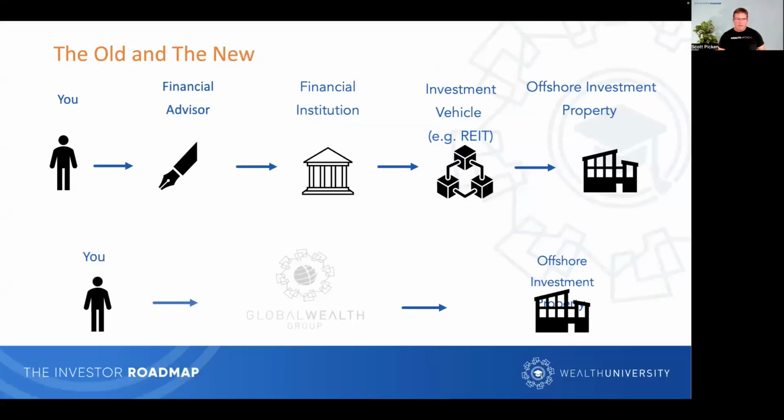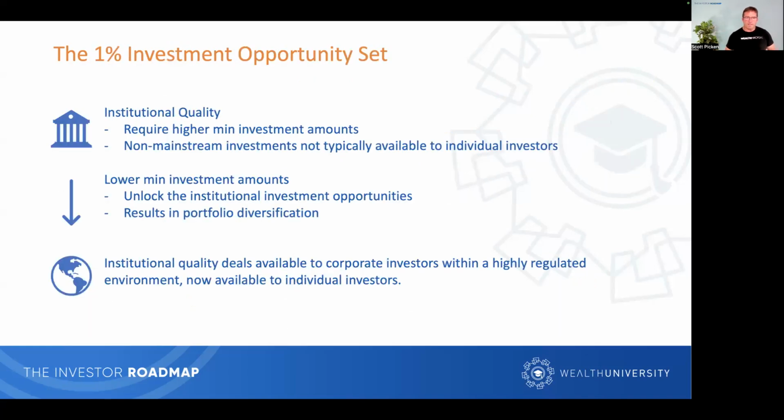So how does it work? Well, the old way was that you would go to a financial advisor, who would go to a financial institution, who would go through an investment vehicle, who would finally invest. 16 different steps. Now we just put you directly in contact with the investment. We cut out all the middlemen. We put you directly into the investment where you partner directly with the partner. So you cut out all the costs and the middlemen, and you dramatically increase the trust, the transparency, and the accessibility.